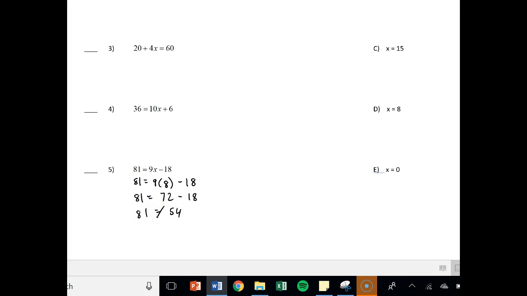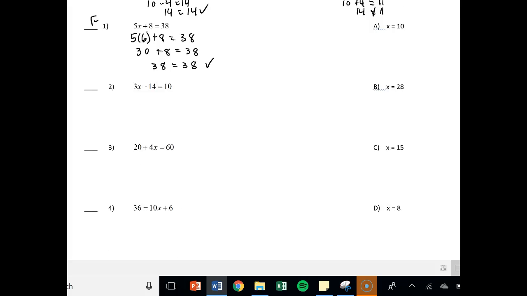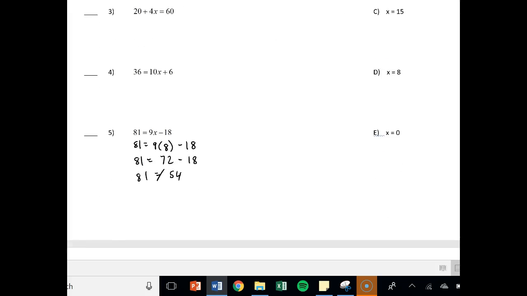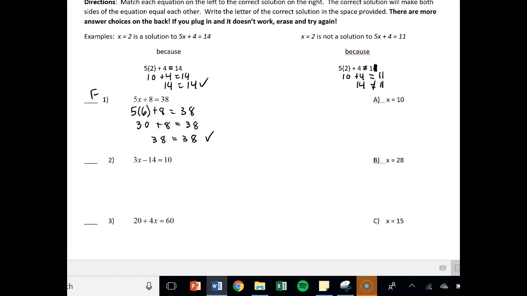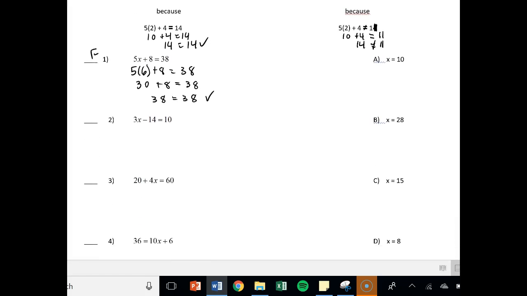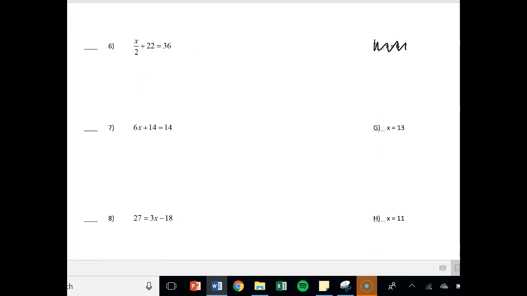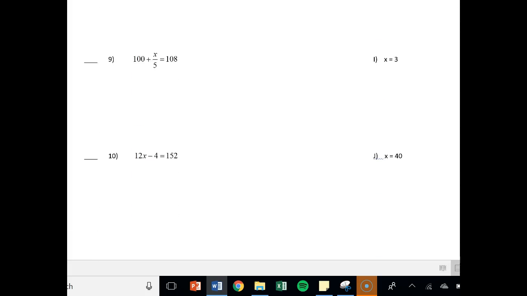And so you don't even need to erase. In fact, let's just leave that one there. I know that's not my answer because 81 doesn't equal 54. So it can't be 8. In fact, it's got to be a number that's higher than 8. So maybe 15, maybe 28, maybe 10. Let's think about it. If I do my mental math, 9 times 10, that's 90 minus 18. That's going to be too little. What if I did... go to the back side, see what we got. We got 13, we got 11, 3 or 40.